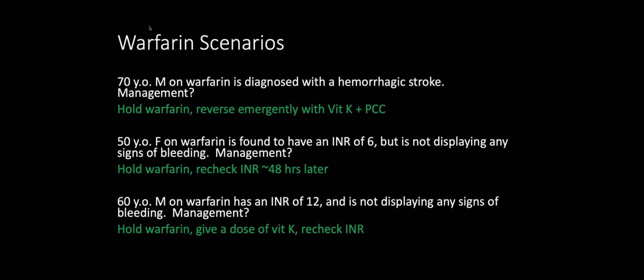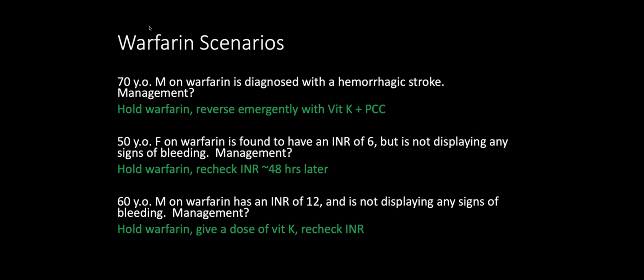So, firstly, we have this case. A 70-year-old male on warfarin is diagnosed with a hemorrhagic stroke. And how would we manage it? So, he has an acute bleed, and we already talked about how we would reverse emergently. You still give vitamin K, but the key is that you give PCC or prothrombin complex concentrate. And obviously, you're going to hold warfarin in that case. You wouldn't want to keep giving them warfarin.